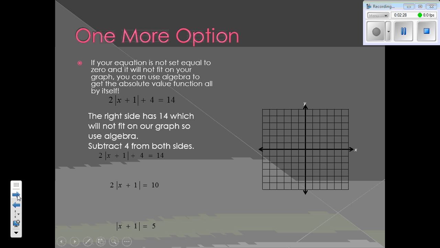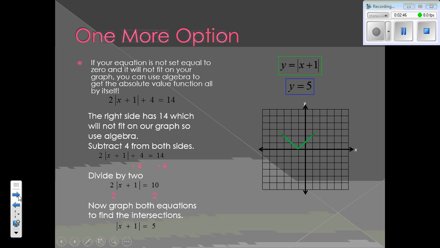So we subtract 4 from both sides. We divide by 2, and that gives us a nice cleaned up absolute value equation, where now we'll proceed the same exact way. We'll graph the left and we'll graph the right, and wherever they intersect will be our solution. And there you go.